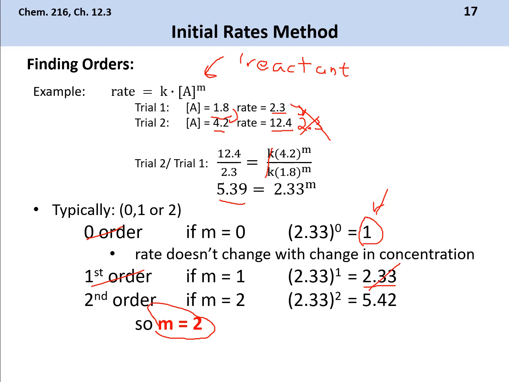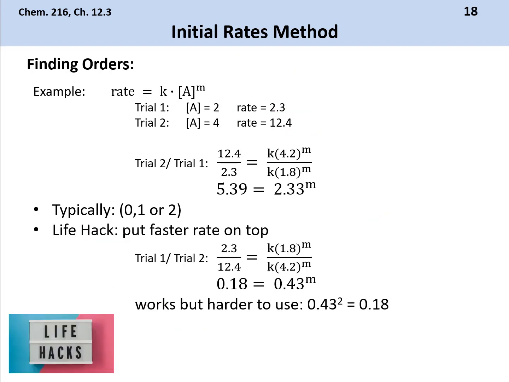Now, there is one life hack we should think about. Remember what I said. Always put the faster of the 2 on top. The reason this is the case is because it just makes the math easier to visualize. Let's say instead I put trial 1 over trial 2.